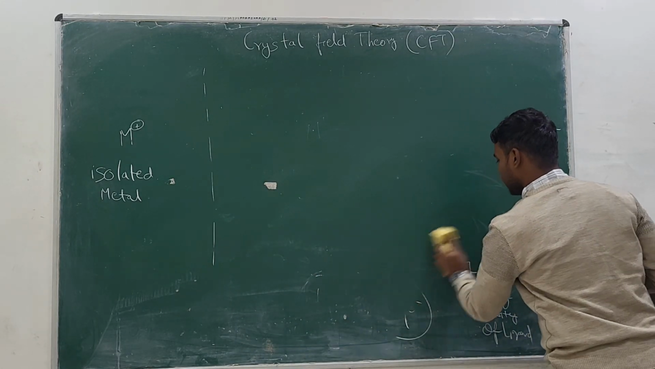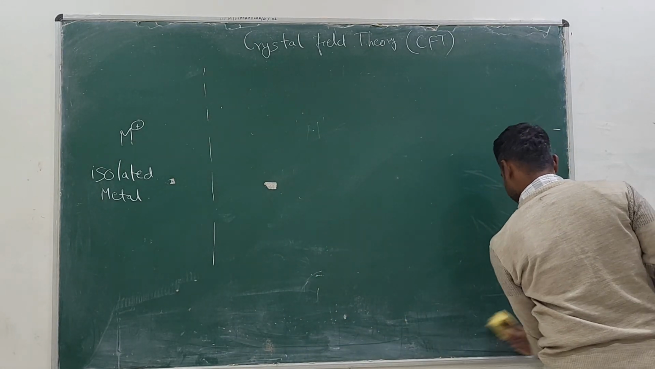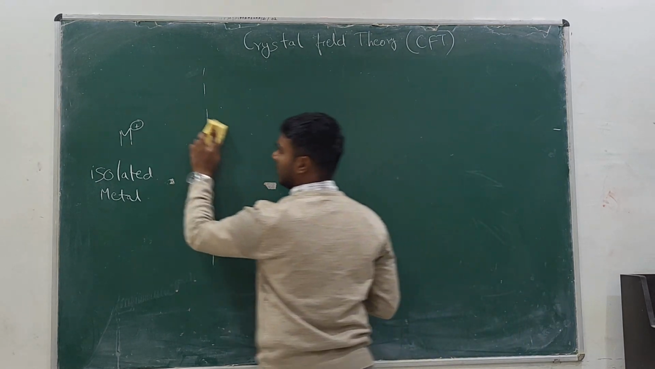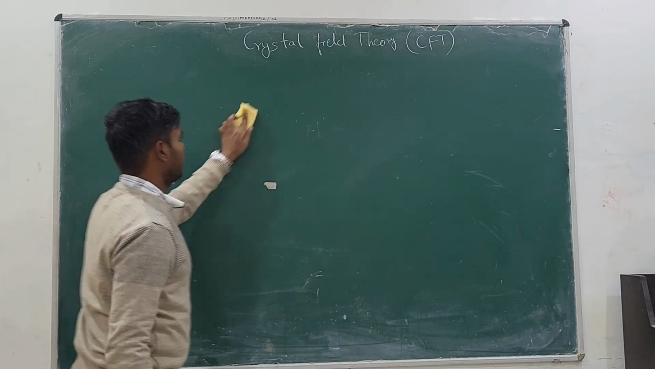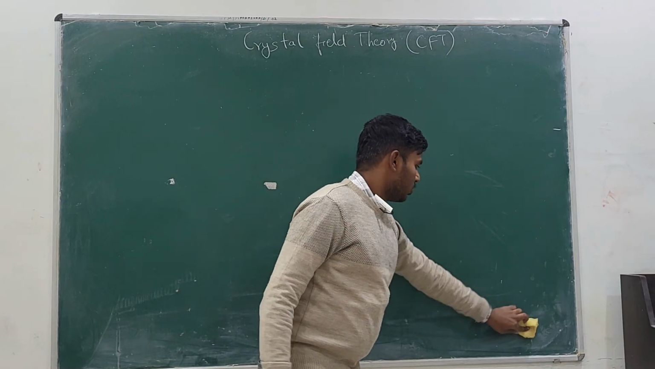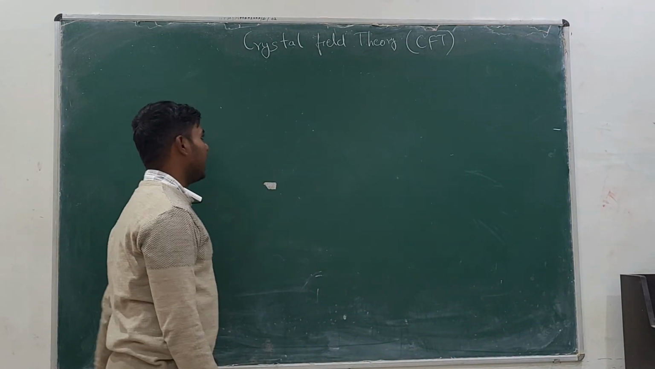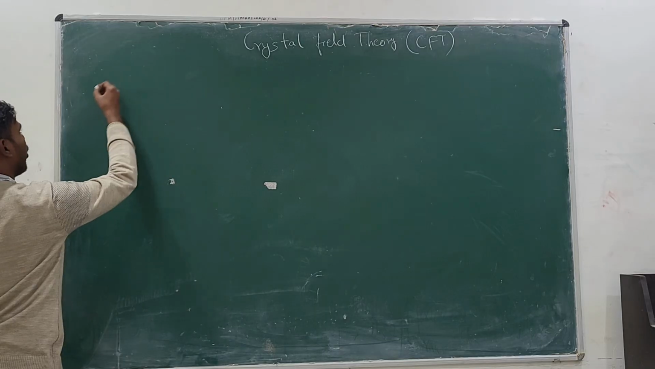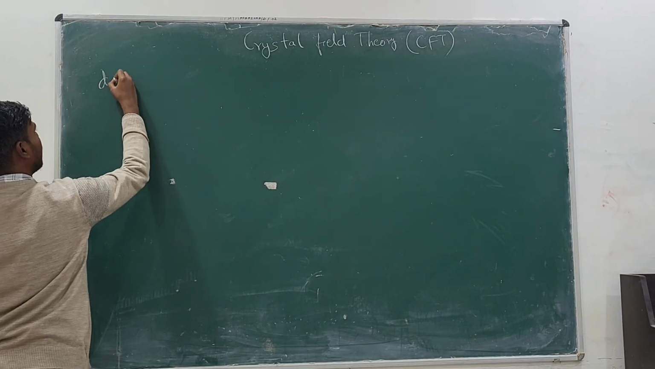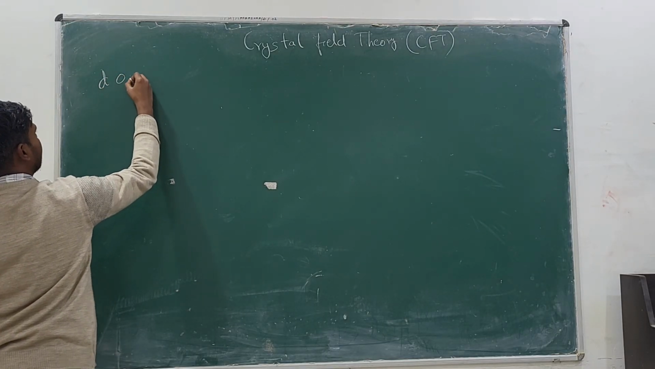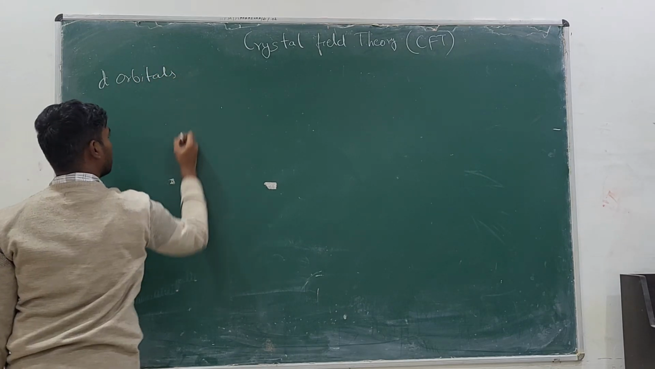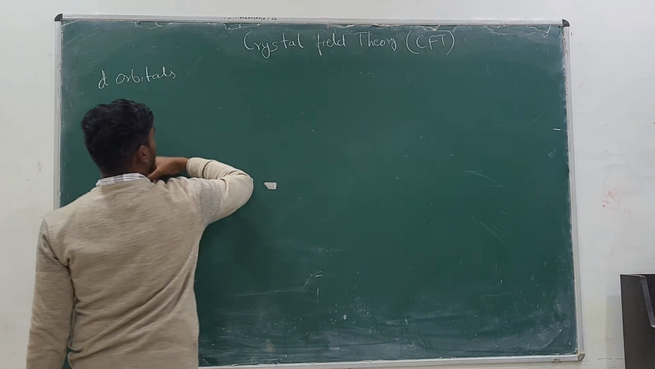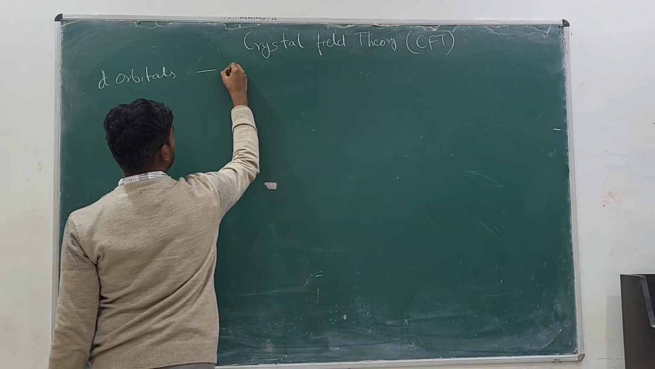I will get back to this point, that isolated metal and the metal influenced by the ligand field. Before moving to that, I will explain the different d orbitals and their orientation in the 3D space. So there are 5 types of d orbitals.